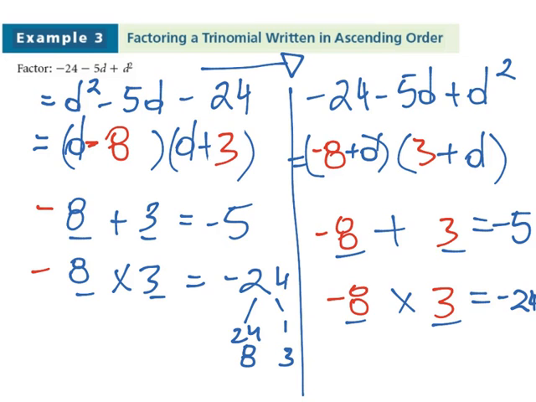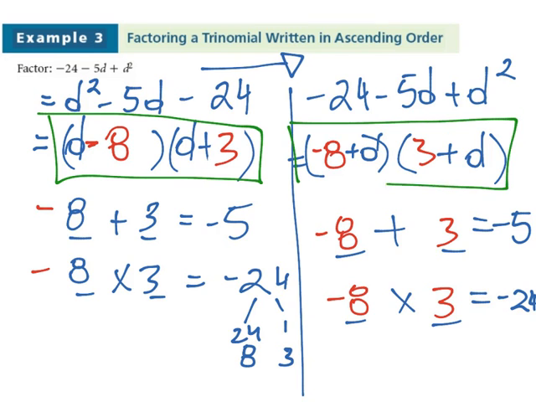Notice that this answer and this answer look different, but really it's pretty much the same thing. This factor is the same as that. It's just the order of d and 8 has been changed, and d plus 3 or 3 plus d is the same thing except the order has changed. Remember, in addition, 2 plus 3 is the same thing as 3 plus 2.